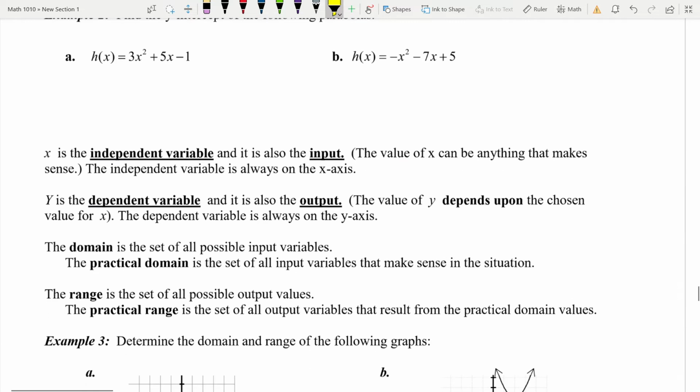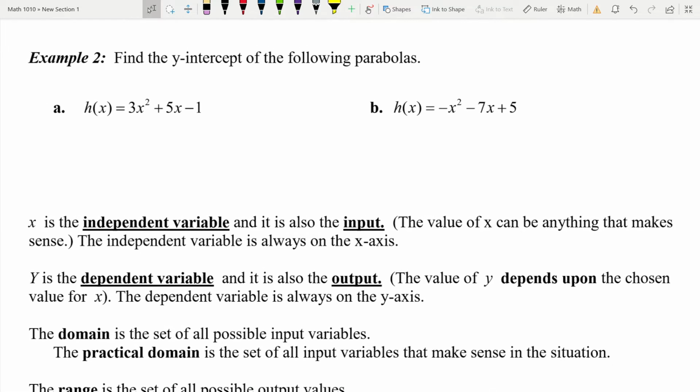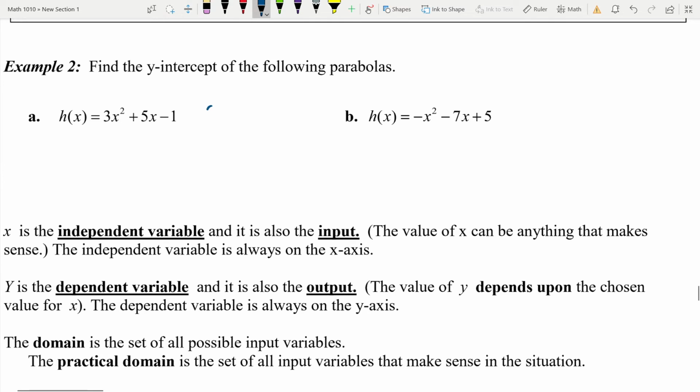Okay, so find the y-intercept. To find the y-intercept, you let x be a 0. So let's all go like this. Look, let's go 0 comma something. Okay, and then everybody go h of 0 is 3 times 0 squared plus 5 times 0 minus 1. I can tell that that gives me a negative 1, and I'm done.